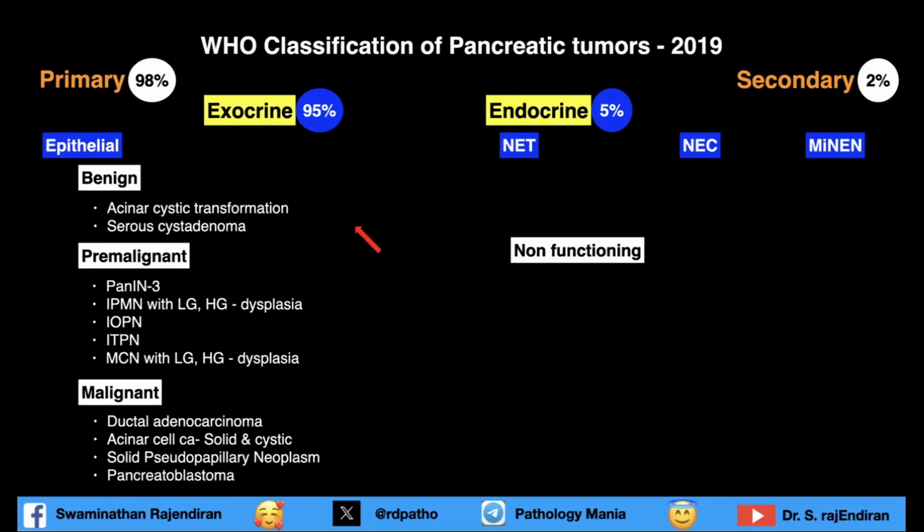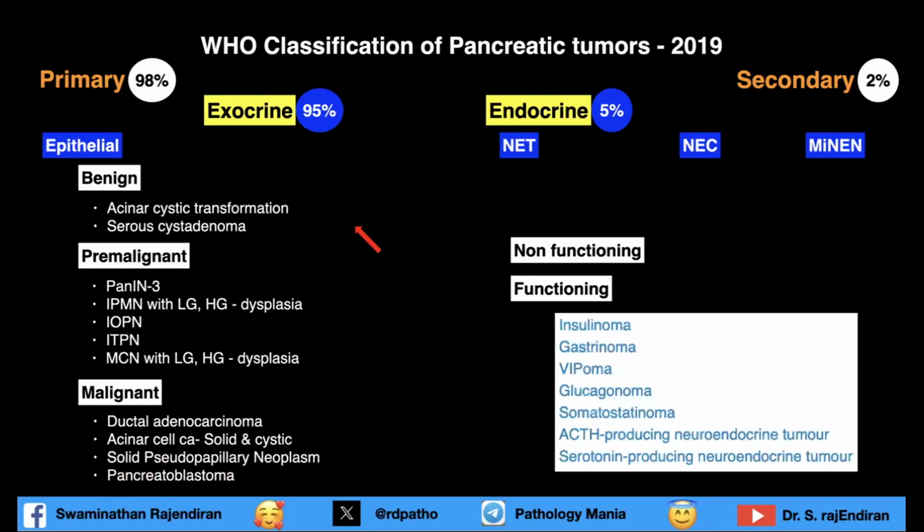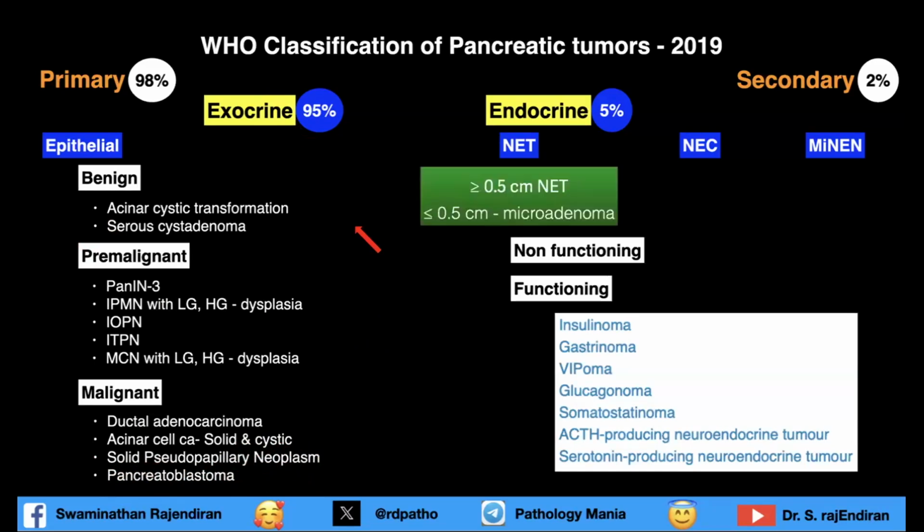The endocrine tumors have to be divided into non-functioning and functioning. The functioning ones, depending upon the hormone they secrete, are divided into insulinoma, gastrinoma, VIPoma, glucagonoma, like that. And then the size is very, very important in neuroendocrine tumor. If you see a lesion less than 0.5 centimeter, then it is called microadenoma. These microadenomas are usually multiple, and they are seen in familial syndromes. When it is more than 0.5 centimeter, then only we can call it a neuroendocrine tumor. And we will talk about how to differentiate neuroendocrine tumor from neuroendocrine carcinoma and mixed tumors further down the discussion.